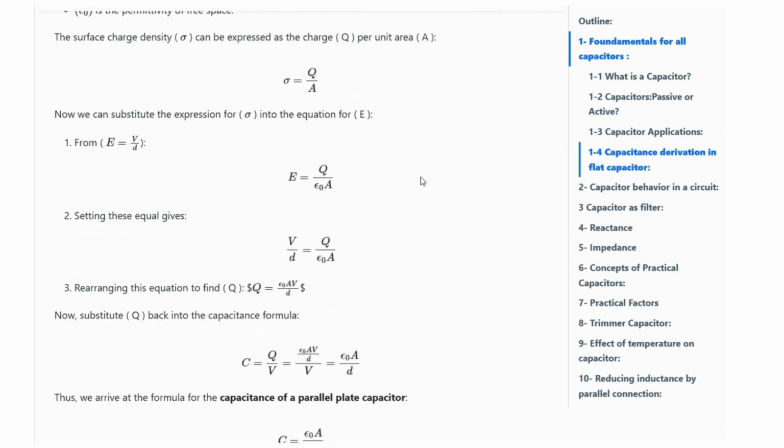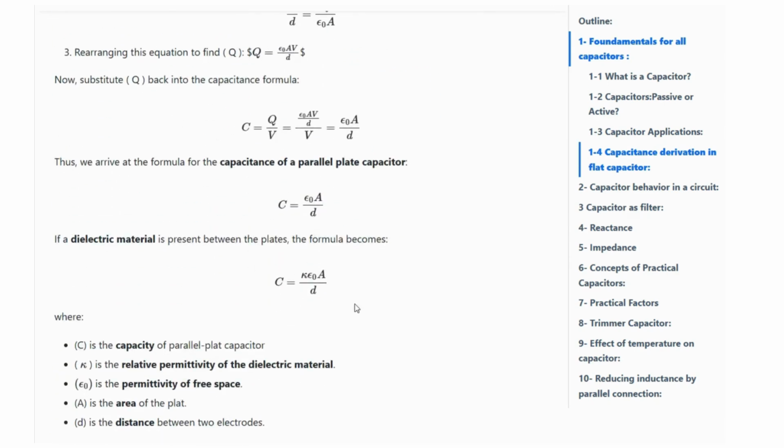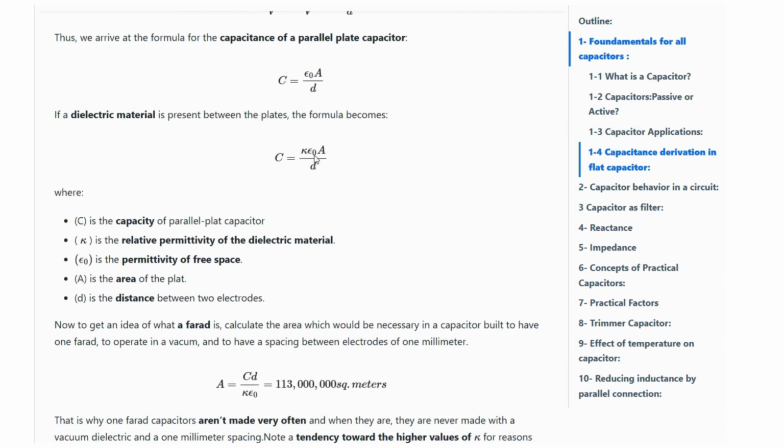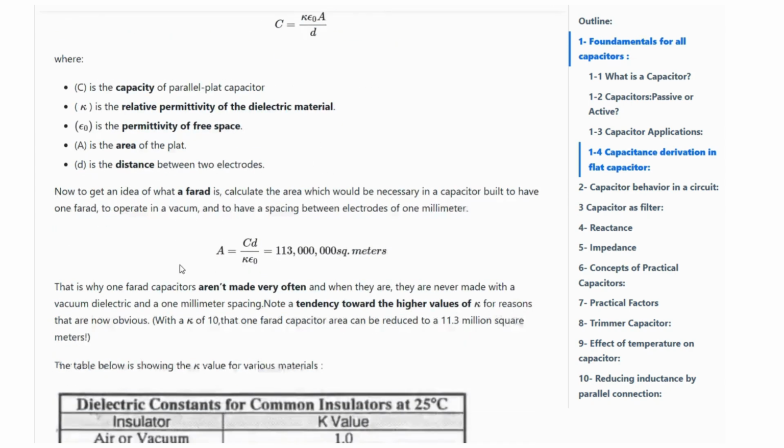But by doing some mathematics, we can obtain this formula, which is the capacitance is equal to kappa, which is the relative permittivity of the dielectric material, also called the dielectric constant, times epsilon, which is the permittivity of free space, times A, which is the area of the plate, divided by d, which is the distance between two electrodes.